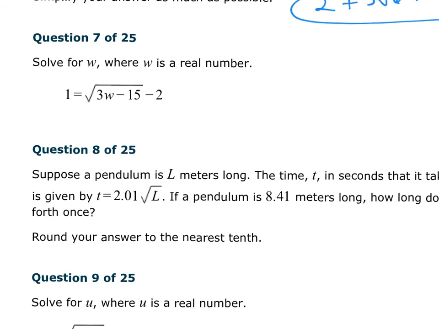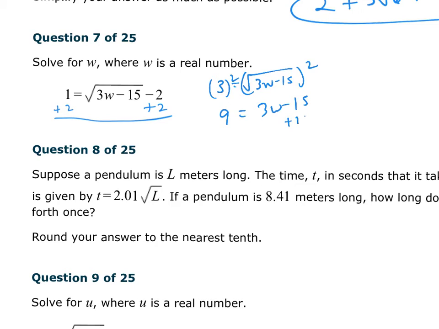Okay, this says to solve for w where w is a real number. So we're going to start by adding 2 to both sides. We're going to get 3 is equal to the square root of 3w minus 15. We then square both sides because you're trying to get rid of the radical. So 9 is going to equal 3w minus 15. Then we add. Alright, so it's going to be 24, so w can equal 8.